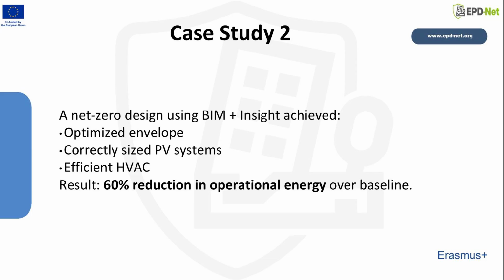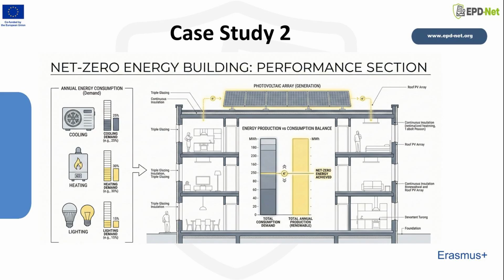The second case study explores a net-zero energy building designed using Autodesk Insight for energy optimization. The BIM model was used to analyze solar potential, shading, and the performance of passive strategies. High-efficiency HVAC systems and a rooftop photovoltaic array were tested to minimize operational energy. Simulation results guided envelope improvements and renewable energy sizing, achieving over 60% operational energy reduction.